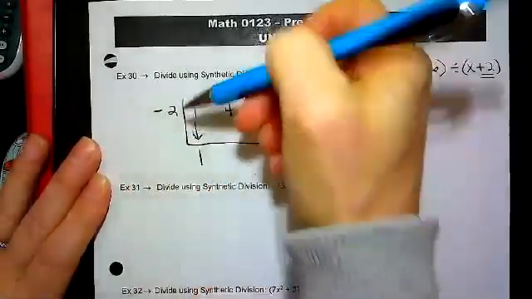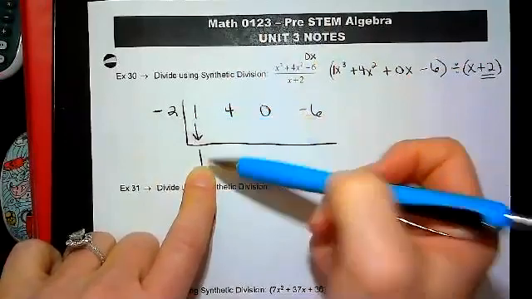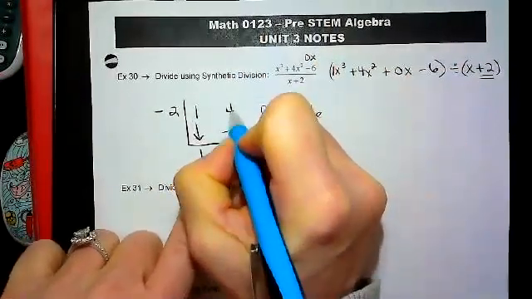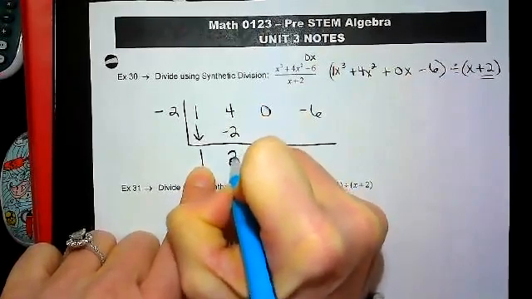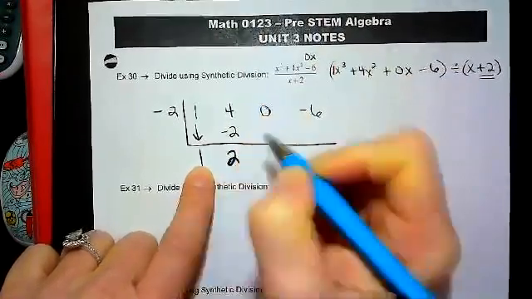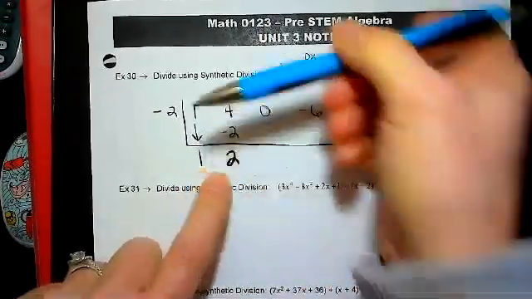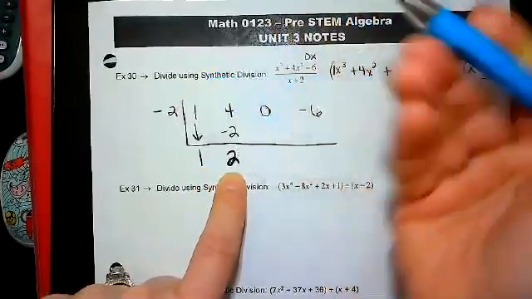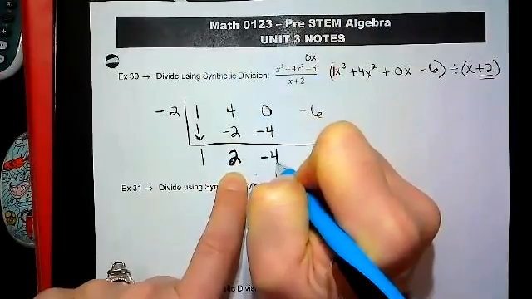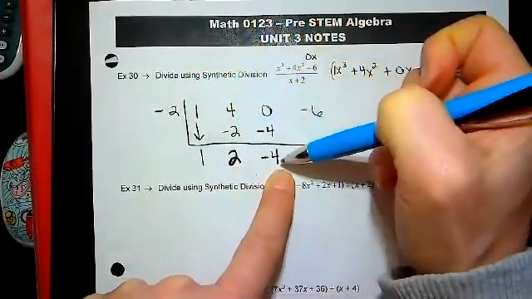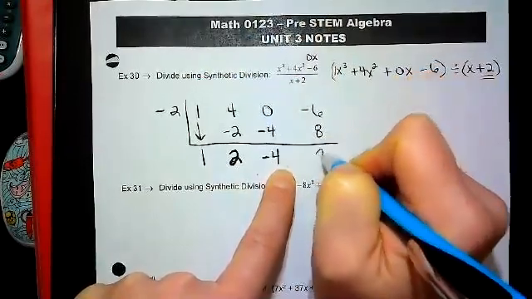And we would just always start with bringing that first digit straight down. Then we start our multiplication. -2 times 1 is a -2. 4 minus 2 is a +2. You can go ahead and put a plus sign in front of that because you're going to have to anyways, but I usually wait until I put my variables back in. Then we multiply again. -2 times 2 is a -4. 0 minus 4 is -4. Multiply again. -2 times -4 is a +8. So -6 plus 8 is a +2.